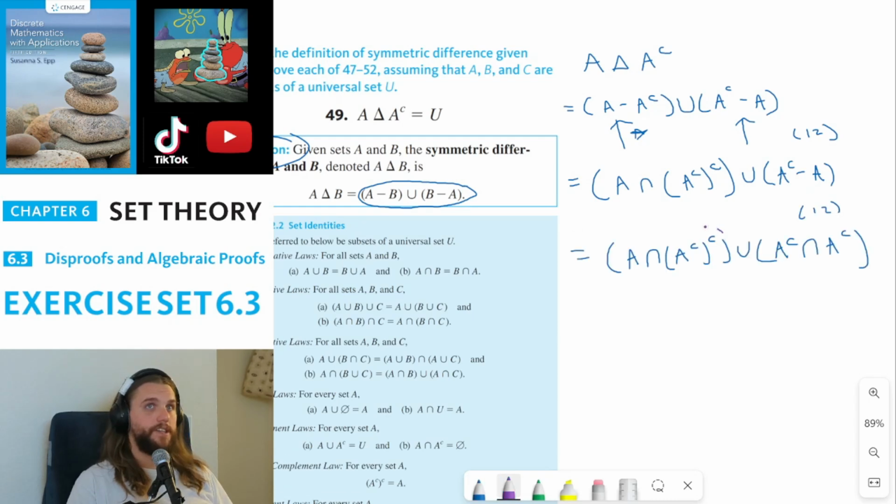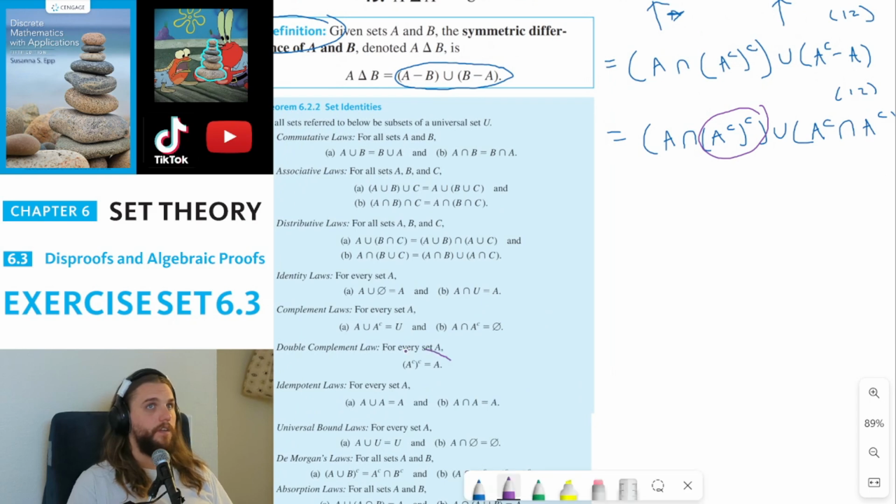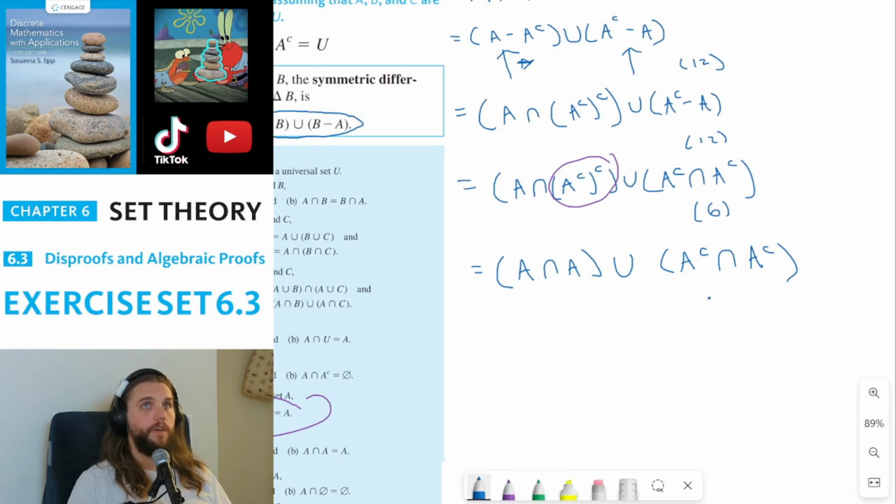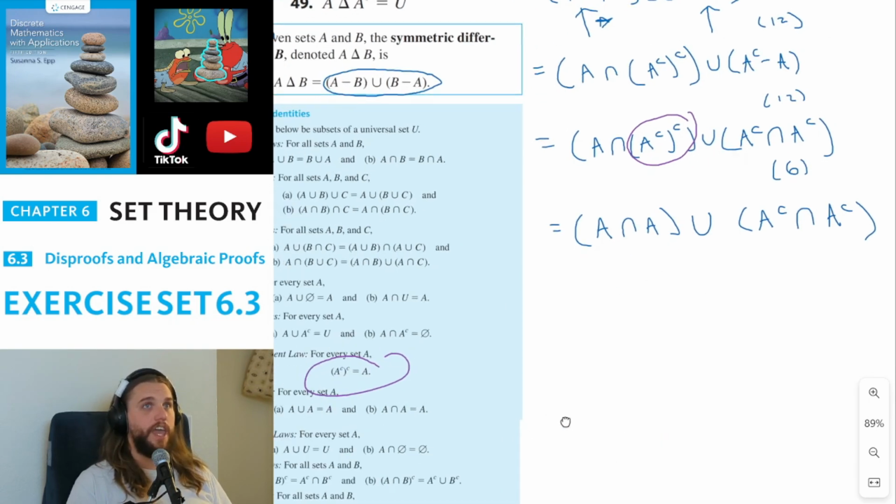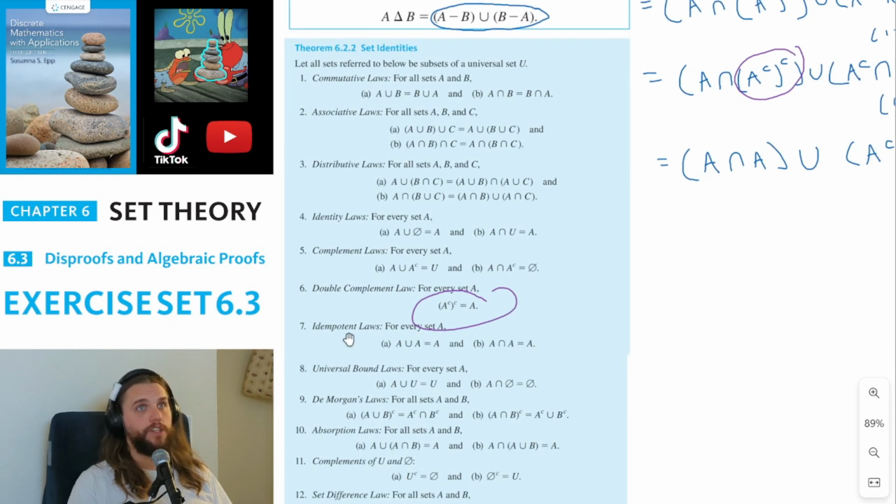Next, I notice here we have an A complement complement. And there is a law for this, the double complement law, which is rule number 6. So now we have this expression. Now, A intersection A is equal to A according to the idempotent laws. A intersection A equals A.